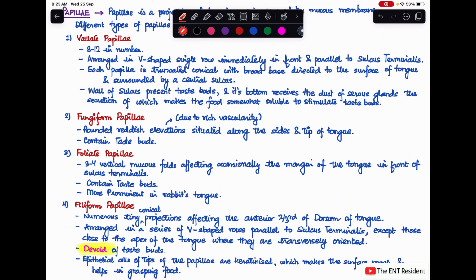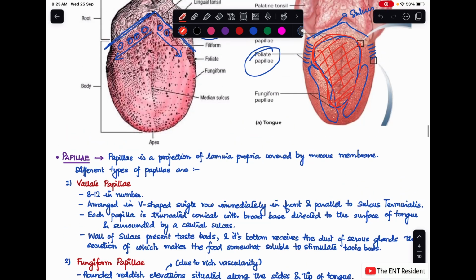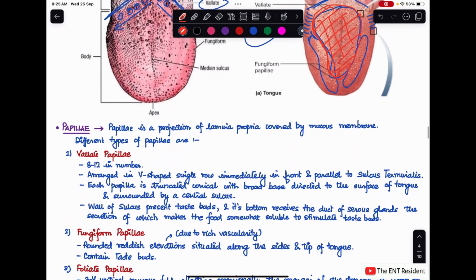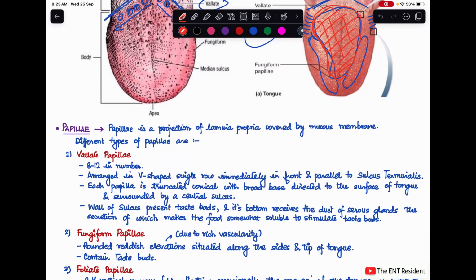You have to remember the large ones are the vallate papillae, which are 8 to 12 in number. They are located just in front of the sulcus terminalis in a V-shaped manner. The second one is the fungiform papillae, which are these rounded reddish elevations along the sides of the tongue. They are red because of their rich vascularity. The third one is the foliate papillae, which are these 3 to 4 vertical mucous folds you may find in front of the sulcus terminalis on the side of the tongue, but they are not very prominent. They are more prominent in rabbits. So these three contain taste buds.